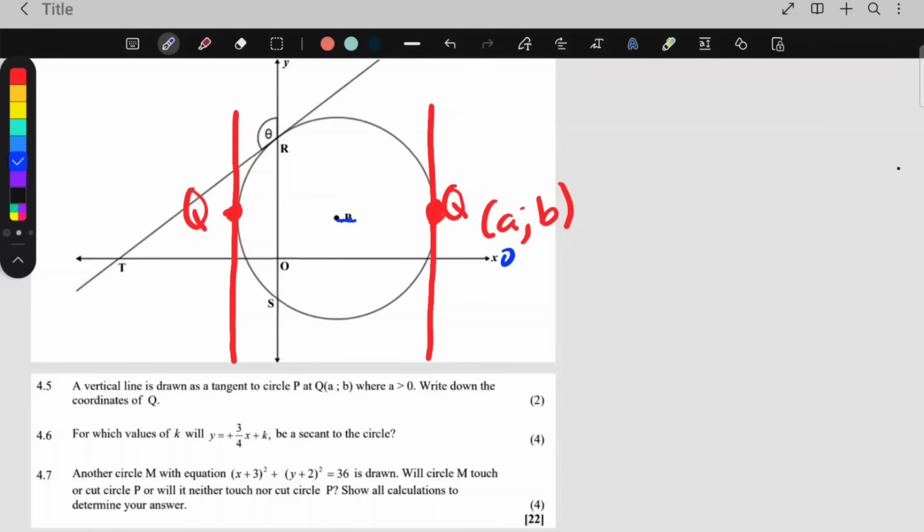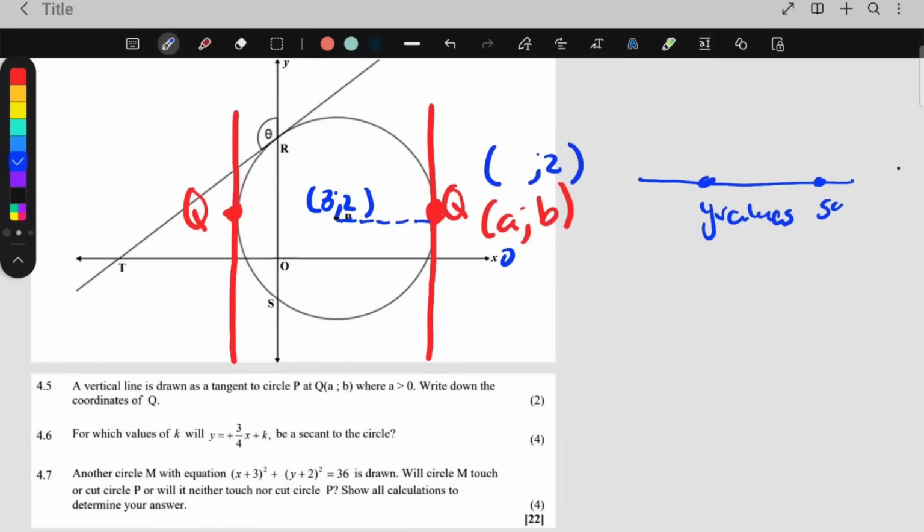From P to Q, you can draw in a horizontal line. So the coordinates of P was 3 and 2. So Q's Y value is definitely also going to be 2, because on a horizontal line, the Y values are always the same. So now we need to figure out what this A is. Because Q is on the circumference, I know this line from P to the circumference is called a radius, and we know that the radius of the circle is 5 units.